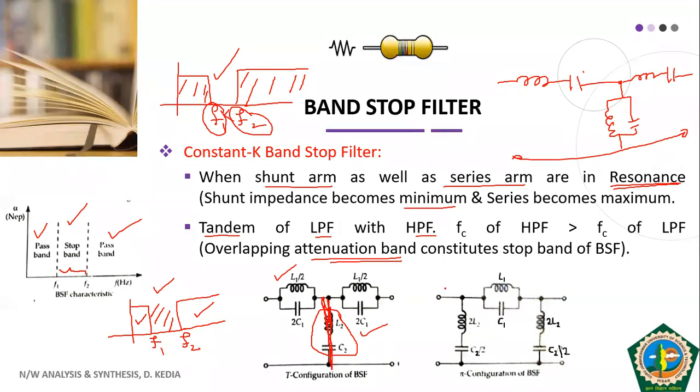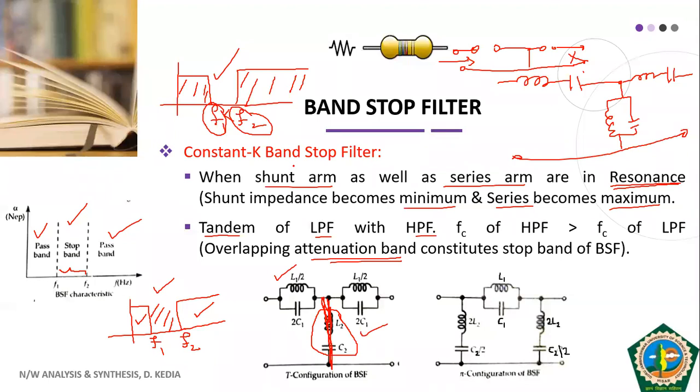And your series impedance, that is this one, becomes maximum, meaning infinite, meaning open circuit. So things will become like this: you have an open circuit in the series arm and you have a short circuit in the shunt arm. If you have such a situation, obviously if you give anything at the input, then you will not get anything at the output. That means the frequency is rejected. So that's what we see as the working of the band stop filter.